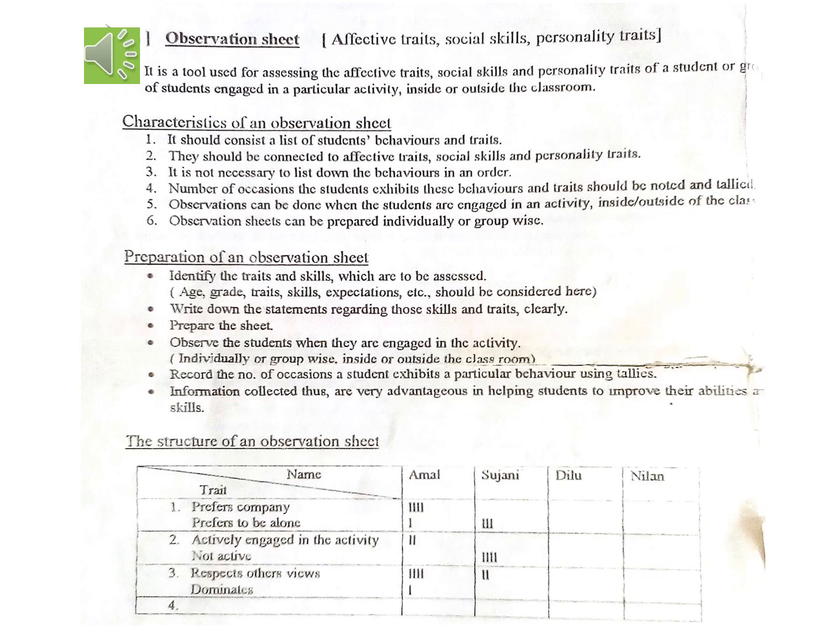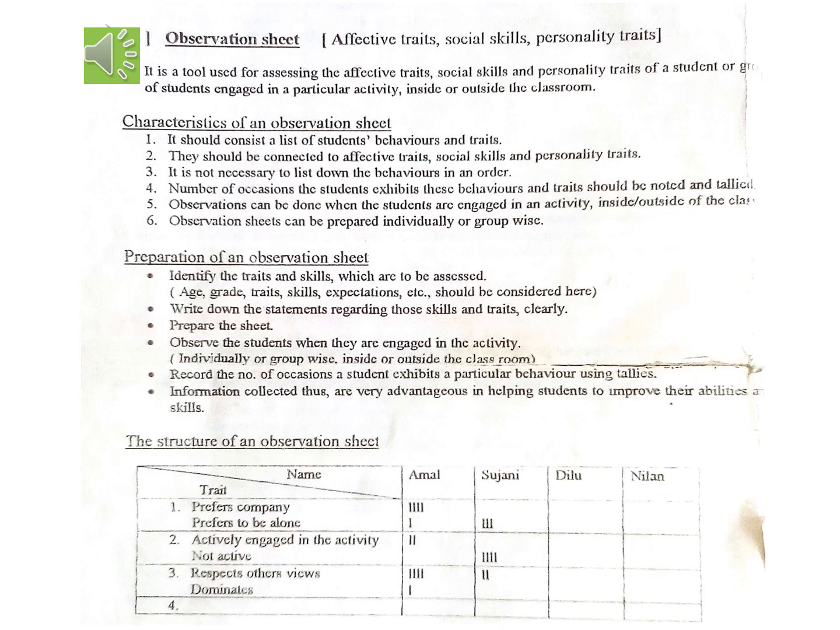Assignments cover all 5 domains: knowledge, attitude, skills, personality traits, social skills. Then checklists for skills, observation schedules for affective traits, attitudes, social skills, and personality traits. It is a tool used for assessing the affective traits, social skills, and personality traits of a student or a group of students engaged in a particular activity inside or outside the classroom, right? You can observe them inside or outside the classroom.